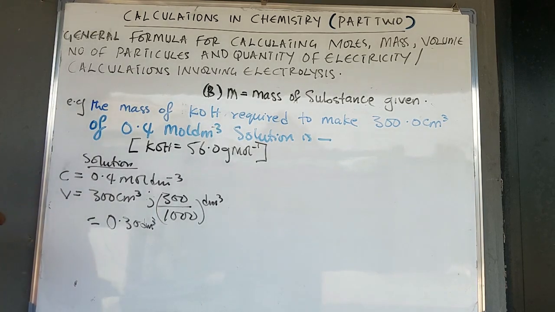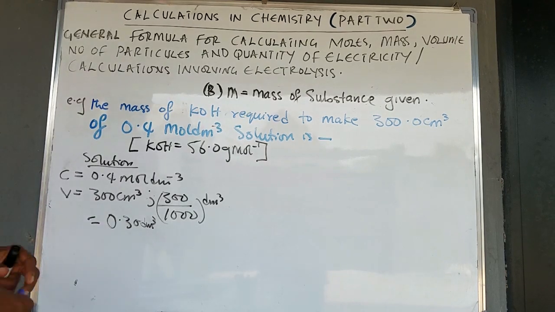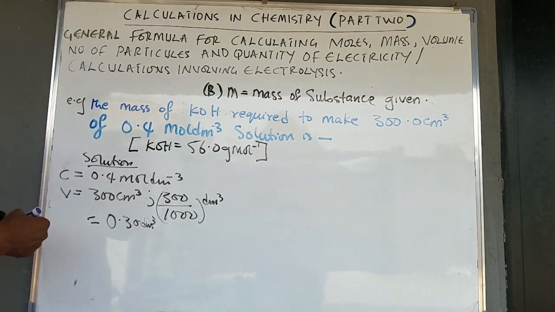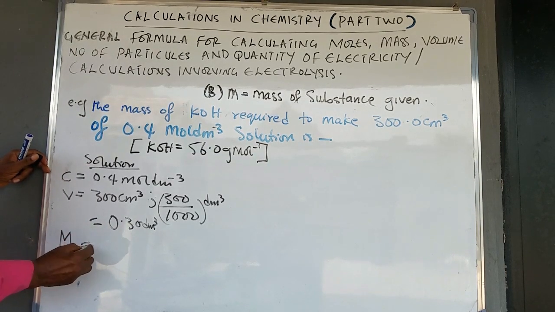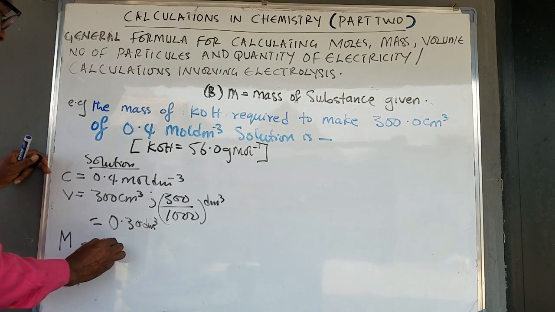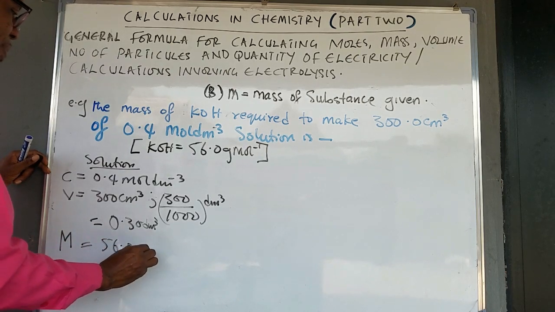dm³. Then, what else is given? You have the big M. The mighty M is here. So we have the big M, which is the molar mass, and it is 56.0 grams per mole.